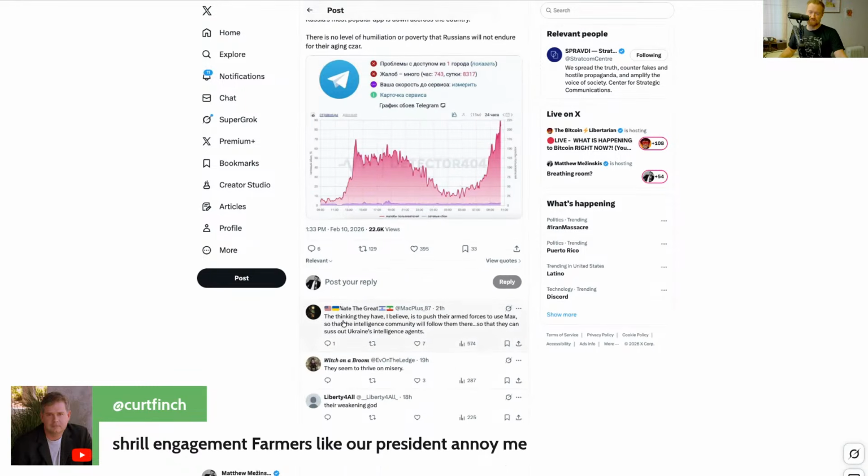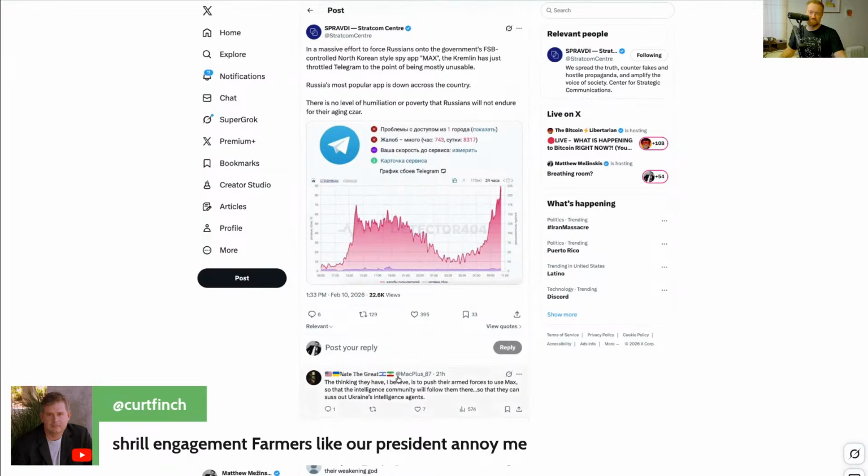Here's an interesting theory, by the way. They want to push armed forces to use Max so that the intelligence community in Russia can find Ukraine's intelligence agents possible. Because I think it's very hard to hide your tracks on Max. Or I don't know how it will work with VPNs, if you can even get through if you have a proxy.